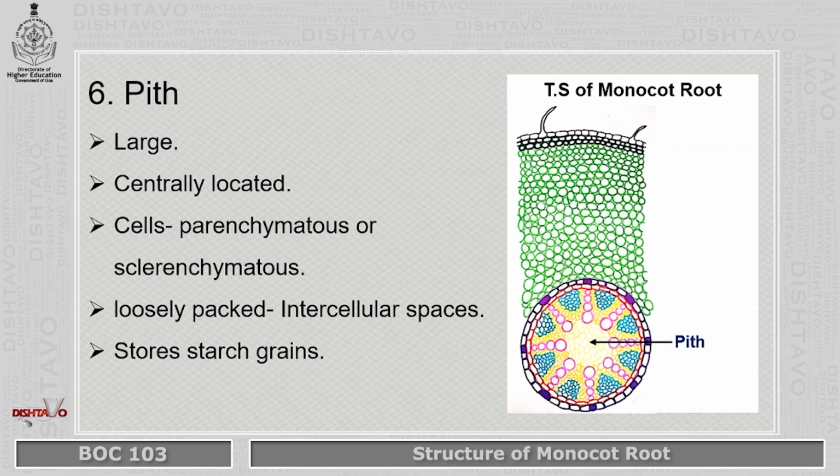The next layer is pith. Here you can see in the diagram at the center this is pith. It is large and centrally located. The cells are parenchymatous or sclerenchymatous. The cells are loosely packed with intercellular spaces in between them and they store starch grains. Whereas in dicot root the pith was usually absent and if present it was very small. Whereas in monocot root the pith is very large.